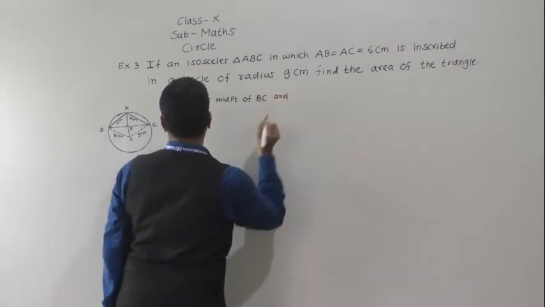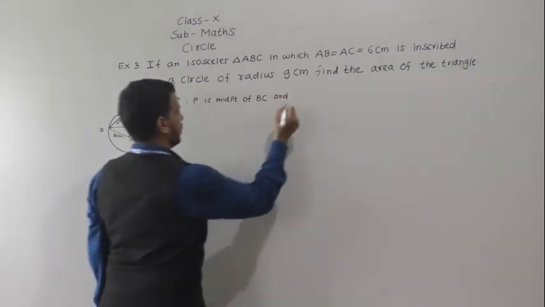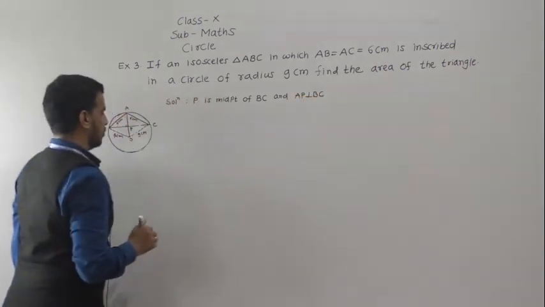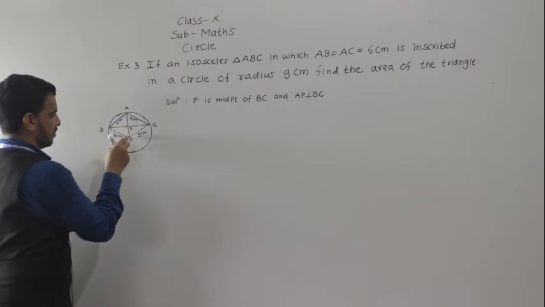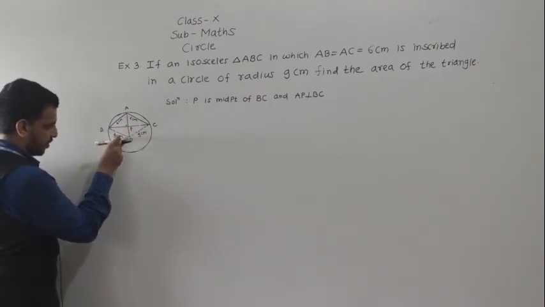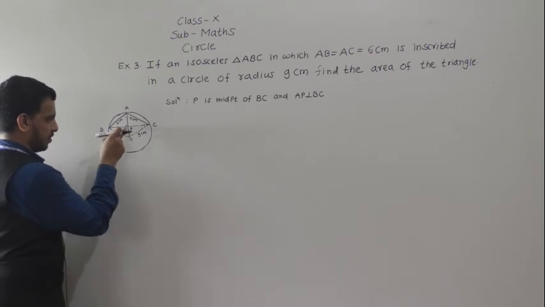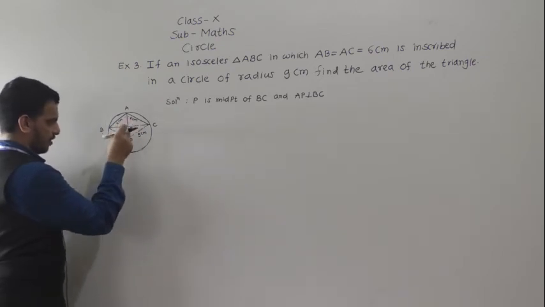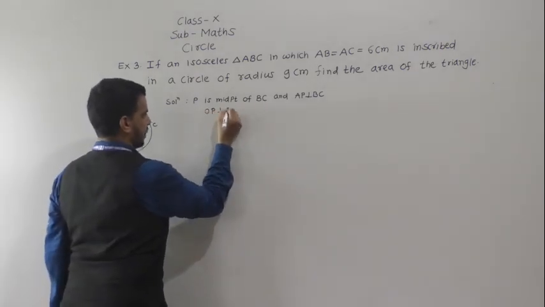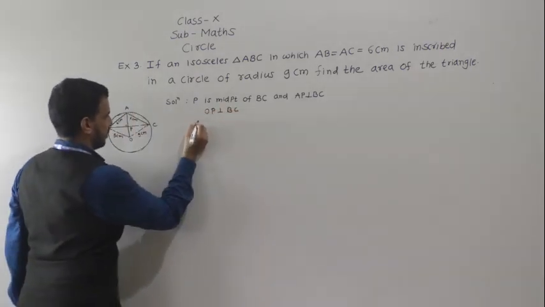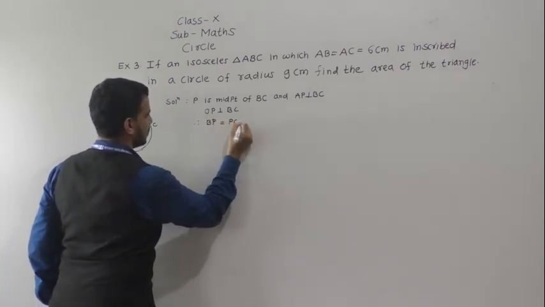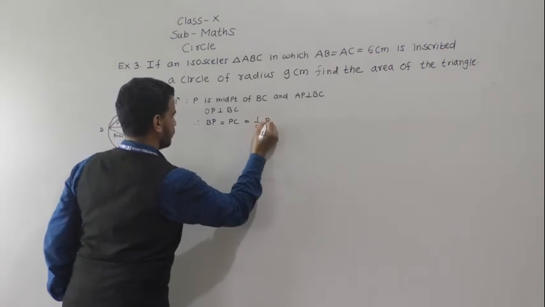and AP perpendicular to BC. Okay, so if AP is perpendicular to BC, this OP is also perpendicular to BC. Okay, and if a perpendicular is drawn through the center of a circle to a chord, then it bisects the chord. So OP perpendicular to BC, therefore BP is equal to PC is equal to half of BC.